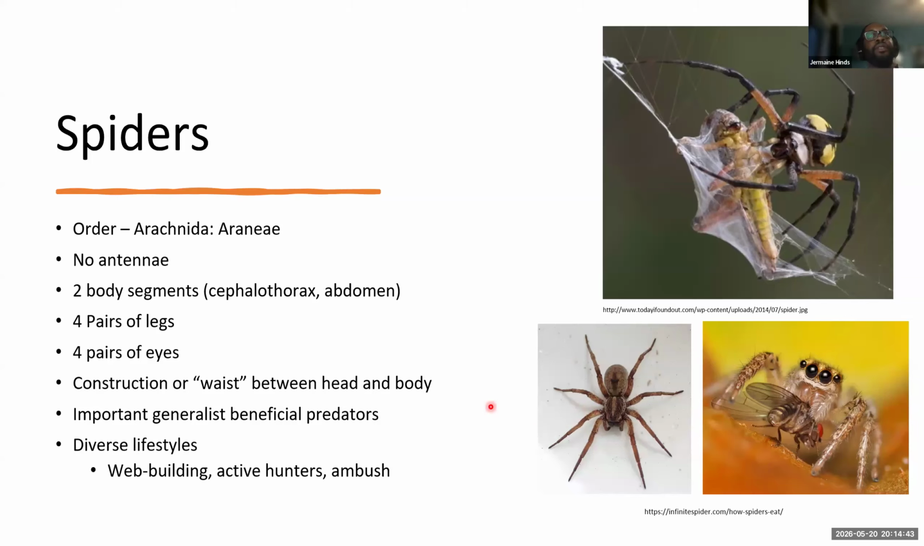They're very important generalist beneficial predators. They have diverse lifestyles. Some of your predators are web building spiders. You see this golden orb weaver has this grasshopper sprung up in its web. Ground spiders or wolf spiders actively hunt and ambush prey. You have the crab spiders.